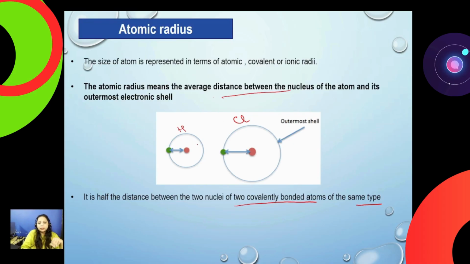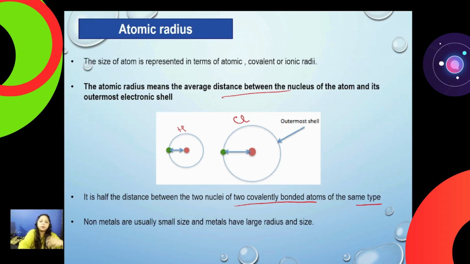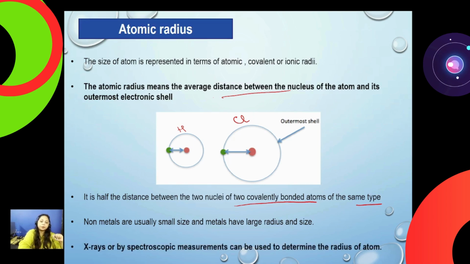Hydrogen is quite small in size. It has only one shell, while chlorine has three shells. So how can I do this? It's not possible. So we have to take the same type of atom. If one atom is hydrogen, the other should be hydrogen, so that we can take the average for that molecule. Non-metals are usually small in size, and we will learn why later. We usually measure it by X-ray or spectroscopic measurements.